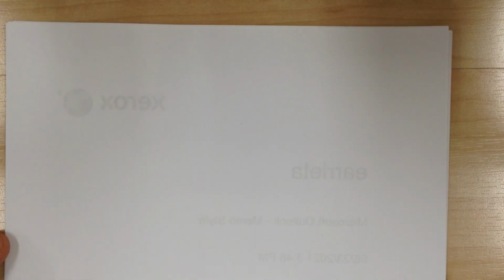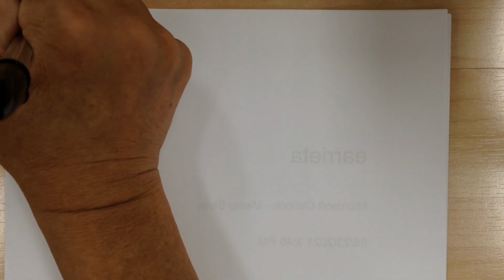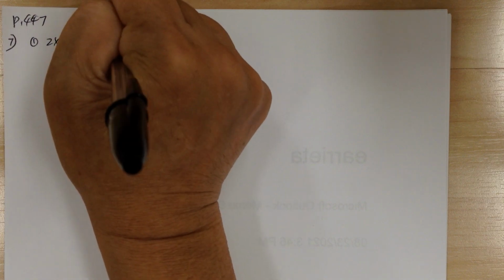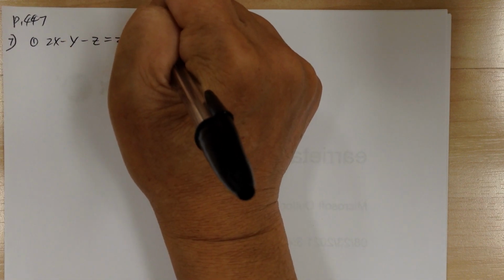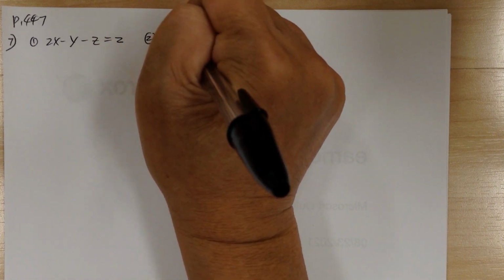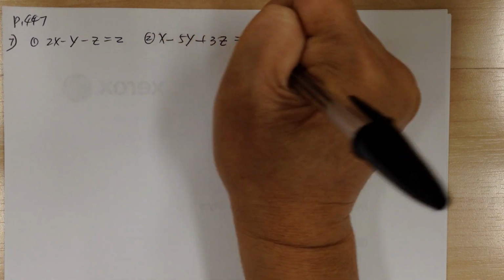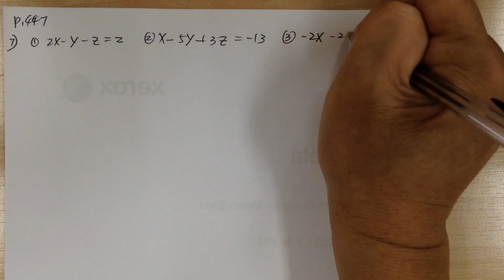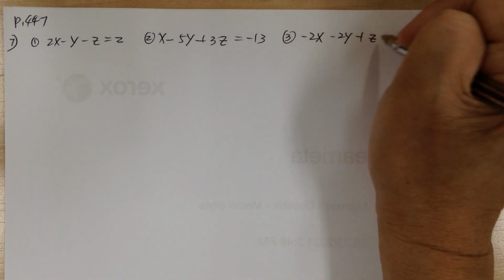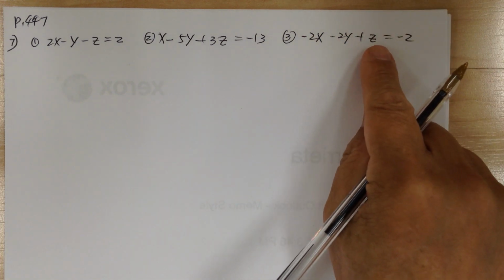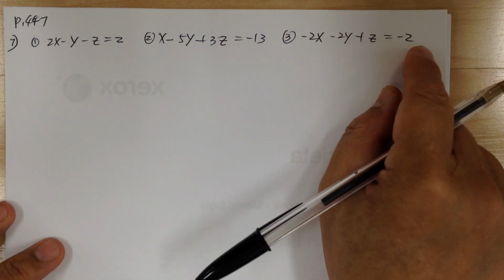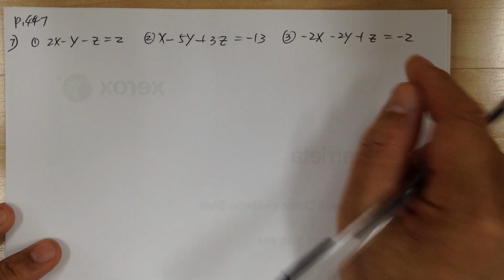Okay, let's go to the next one. Okay, number 7. Equation 1 is 2x minus y minus z equal to 2. Equation 2 is x minus 5y plus 3z equal to negative 13. Equation 3 is negative 2x minus 2y plus z equal to negative 2. And notice how I write the z and the 2. Okay, the z has little slash through it. So make sure you write it a way that you can read, your own handwriting.